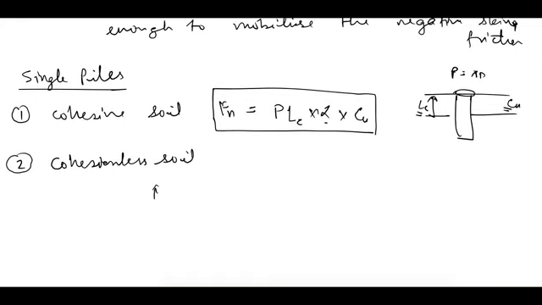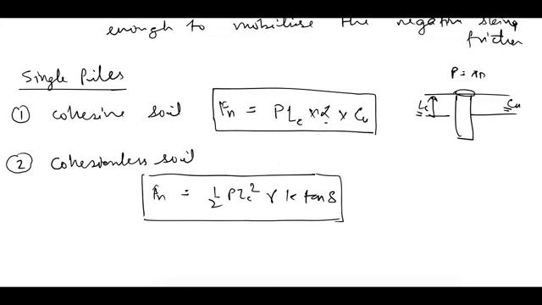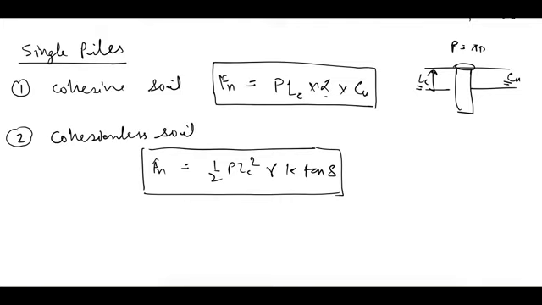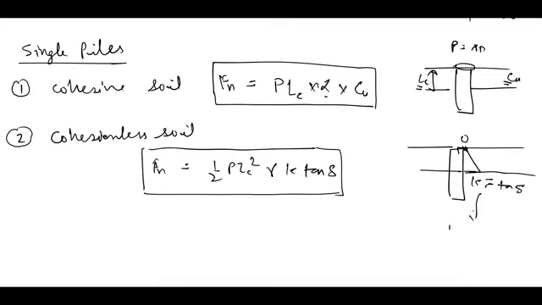In cohesionless soil it is given as half P LC square gamma K tan delta. So how have we reached this formula? It is simply the lateral earth pressure that we know. If the pressure here is 0, then here it will be K into sigma into tan delta, and what will be the value of this sigma here? It is equal to K into gamma LC tan delta.